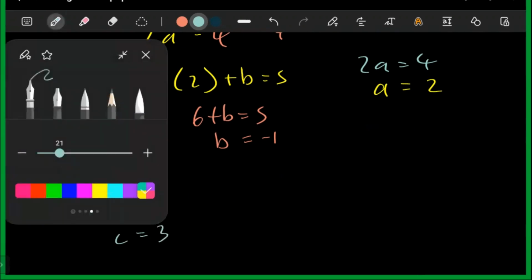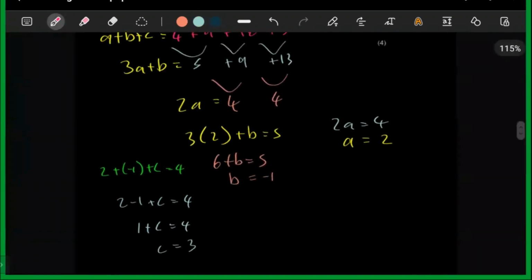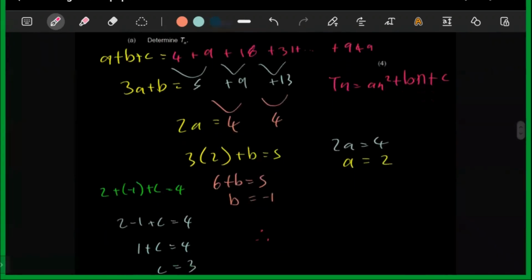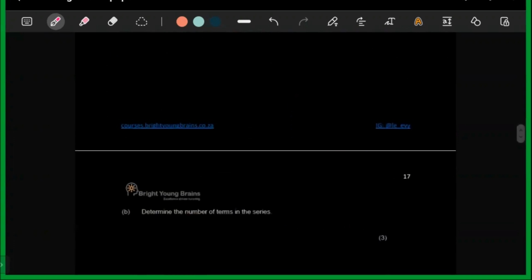So that being said, you therefore remember your equation of a quadratic number pattern has this format. Your a value is 2, your b value is minus 1, your c value is plus 3. There you go, that's the way we like it. Nothing crazy, nothing major. Let's keep moving forward.